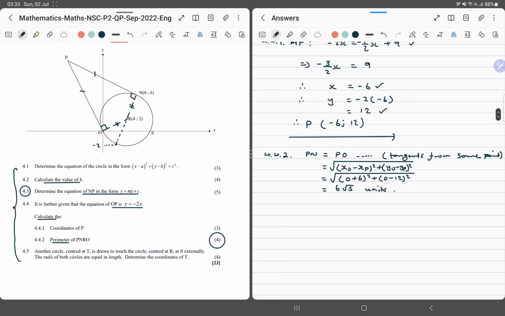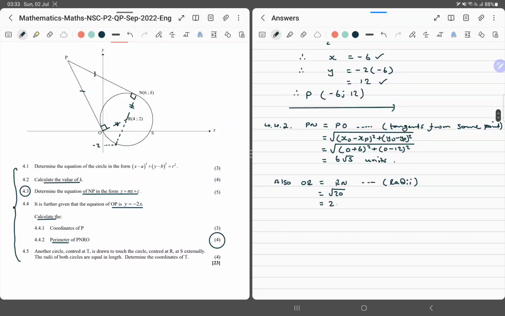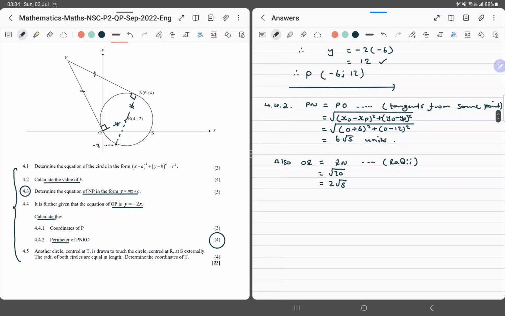So we also know that OR is equal to RN, okay? These are radii, right? Which is going to be the square root of 20. So we don't need to calculate that because we've determined that equation. So this is 2 root 5. Okay, easy stuff, easy stuff.